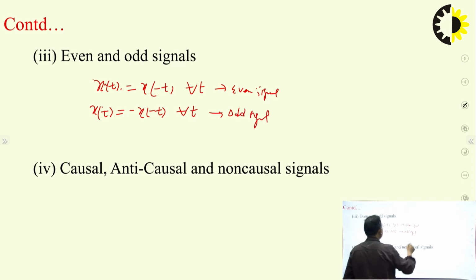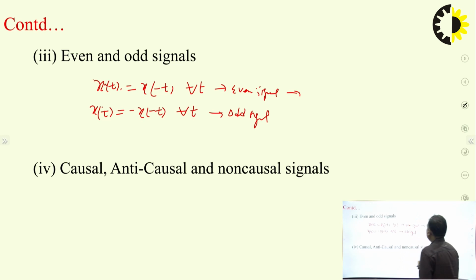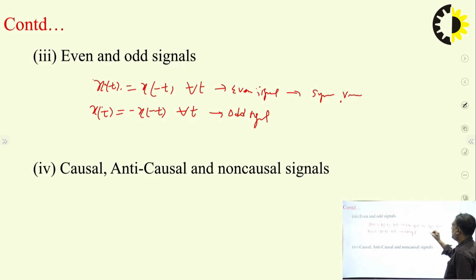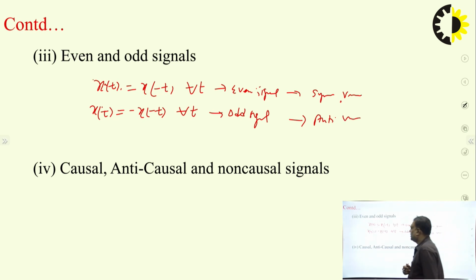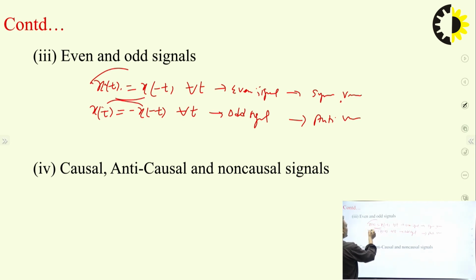These types of signals are symmetric about the vertical axis, and these types of signals are anti-symmetric about the vertical axis. You can write it like x(-t) equals x(t), and x(-t) equals minus x(t). This is shown for a continuous time signal, but you can also write it for discrete time signals.